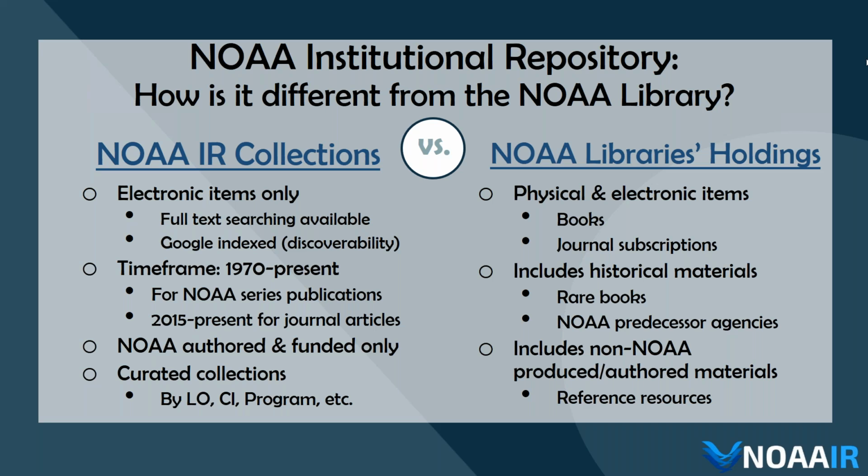And for journal articles, we have 2015 to present. It's only things that were authored or funded by NOAA. It's curated by collection. It's very specific to the NOAA structure. So all the finding aids are based on how NOAA functions and funds research. The library includes a lot of historical materials, many of which are digitized and are available through our catalog and our website. So there is that digital component to the library holdings, but they are separate from the IR.